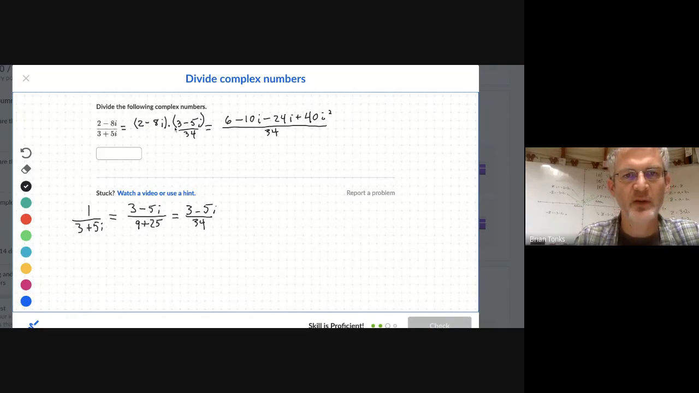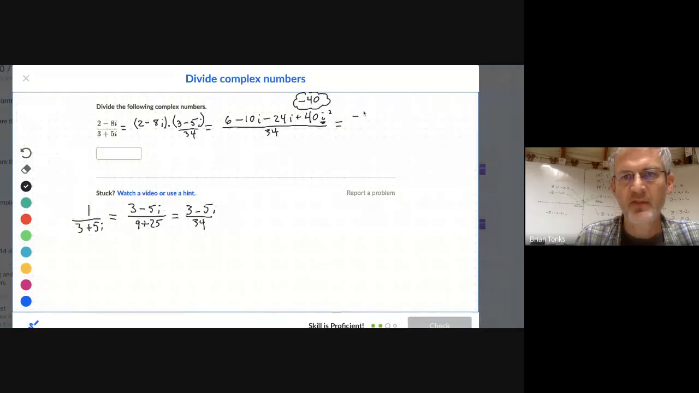So we've got these two pieces when multiplied. We have a binomial times a binomial. It gives us 4 different resulting terms. This last term has an i squared. So I'm going to write a little mind bubble up here. And remember that 40i squared is the same as -40, because i squared, right here, this piece, equals -1. So I have -40 and 6. That gives me -34. Then I have -10i.